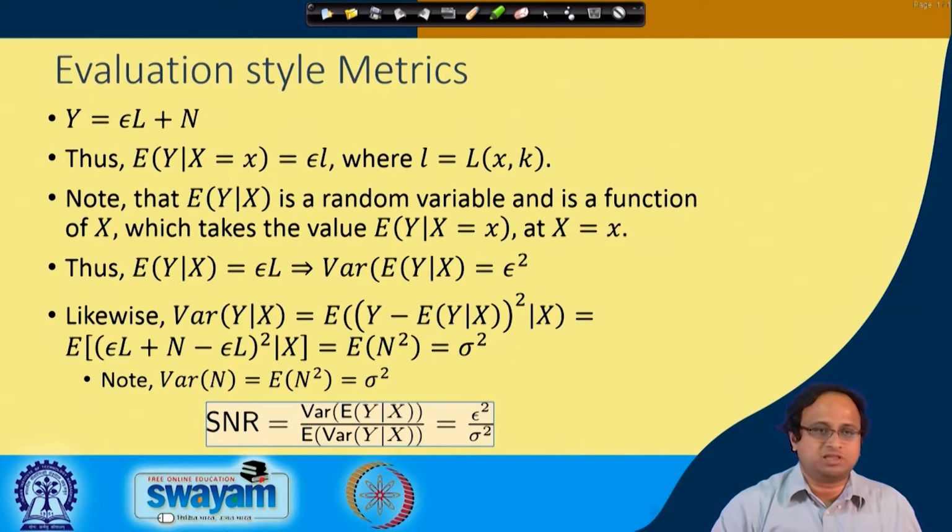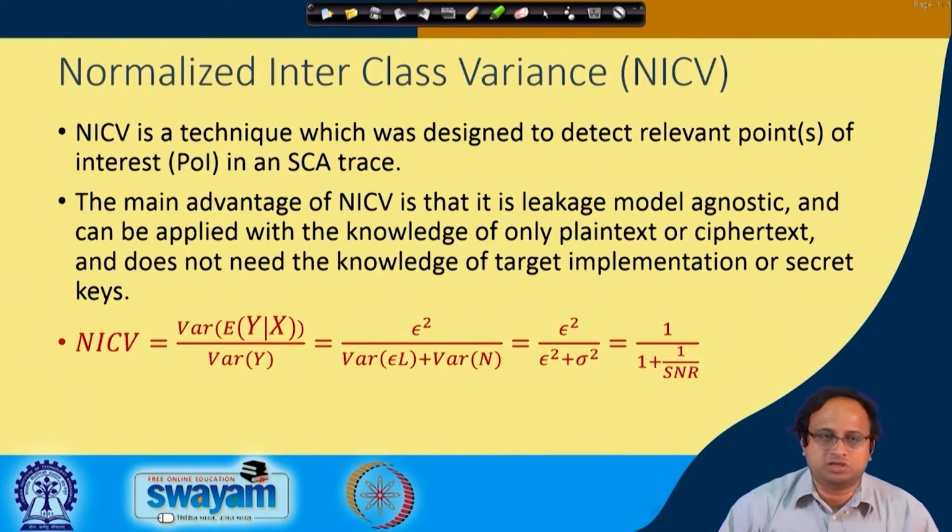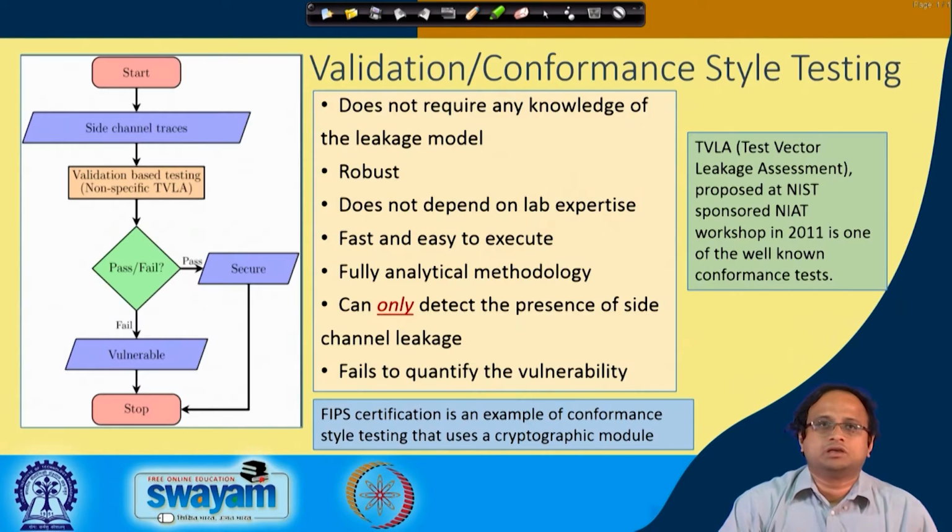Whereas when you are estimating the NICV, at that point you are just calculating the variance of y. So you are basically taking both of them together and you are not separating the noise component. Therefore you need not know the key in this case. In some sense, for non-profile attacks this is better, because in a non-profile attack you have no knowledge about the secret key until you are successful in the attack.